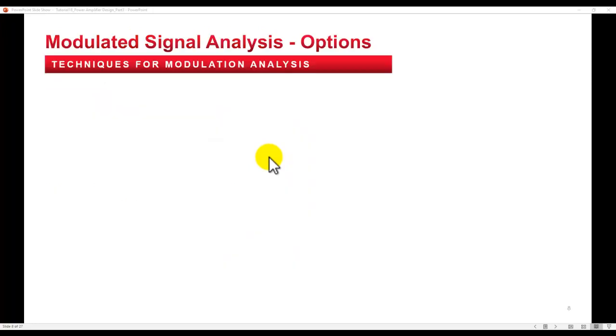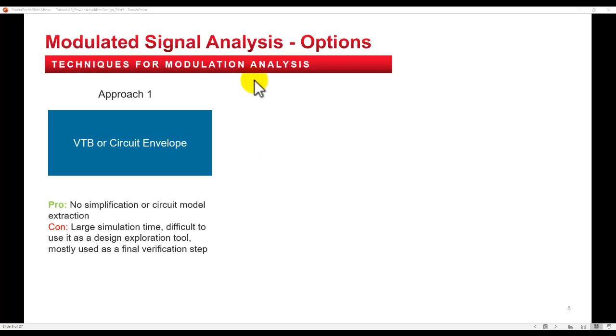Now, what are the options inside ADS to perform modulated signal analysis? Well, approach number one is to use VTB, or what we call the virtual test bench, and I will give more details about that, or a regular circuit envelope based analysis. The advantage of this is there is no simplification or circuit model extraction needed. However, it suffers from a large simulation time because you're simulating lots and lots of symbols to cover the desired frame or the time length which you're going to simulate.